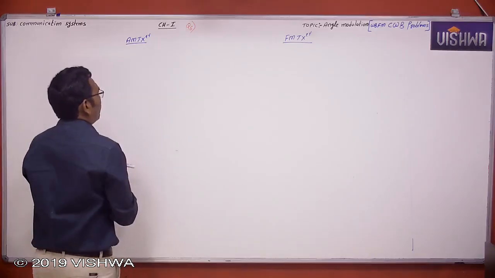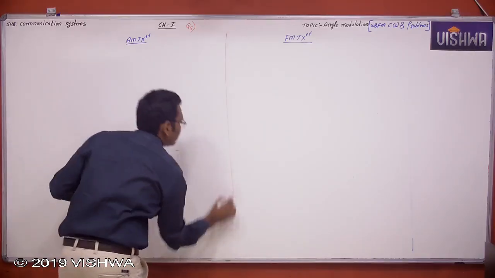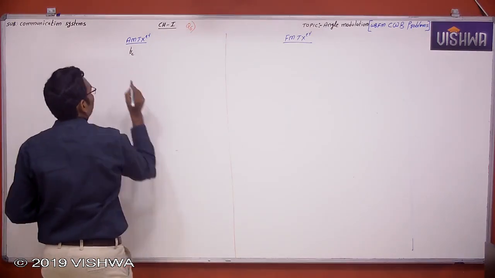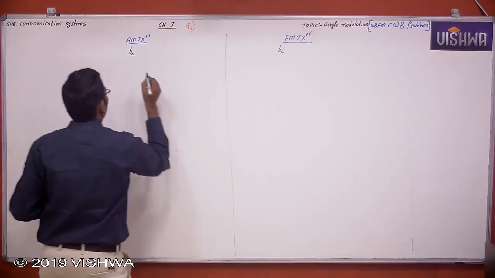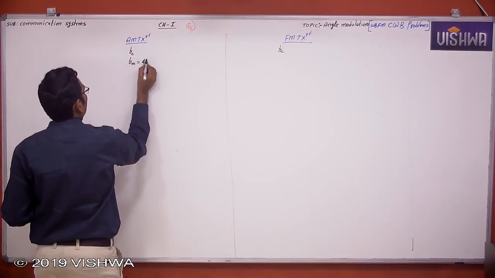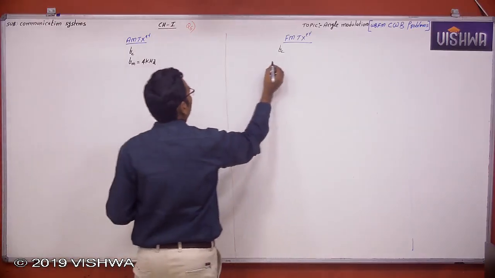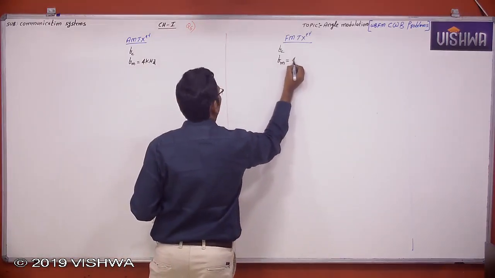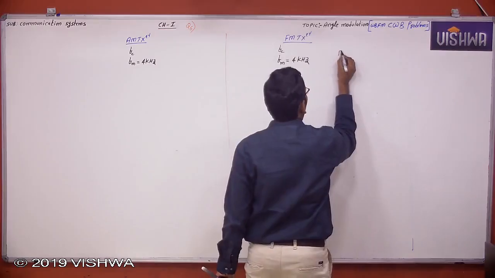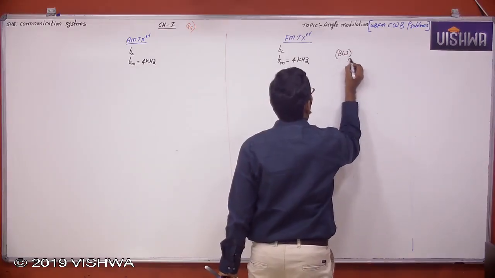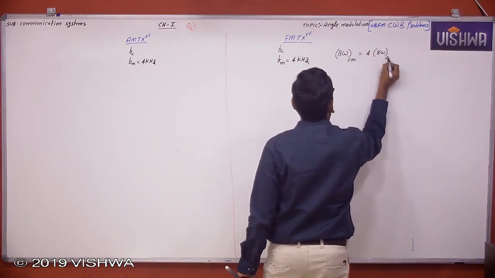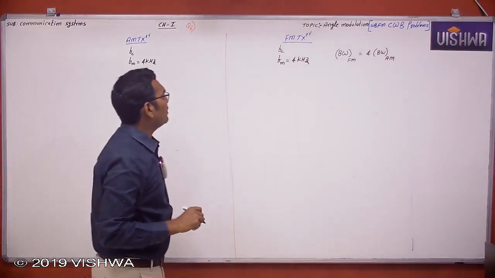He says that both of the transmitters use the same carrier and the same message signal frequency fm, which is equal to 4 kilohertz. And he is giving one statement: the bandwidth of FM is 4 times the bandwidth of AM.